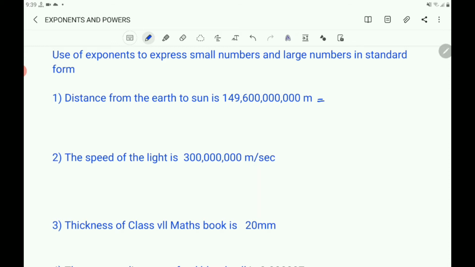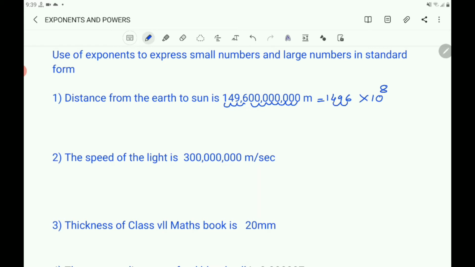See here, the distance from the earth to sun. It is a little bit difficult to read it. So if you express it in terms of exponents, then you can express it easily. Here 1, 2, 3, 4 are there. 1496 into 1, 2, 3, 4, 5, 6, 7, 8. So you can write 10 to the power of 8.